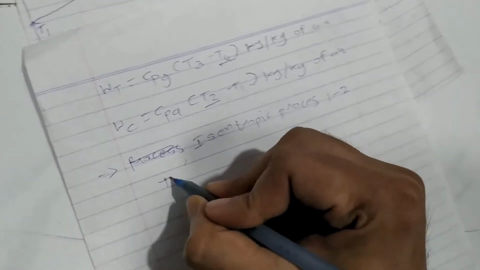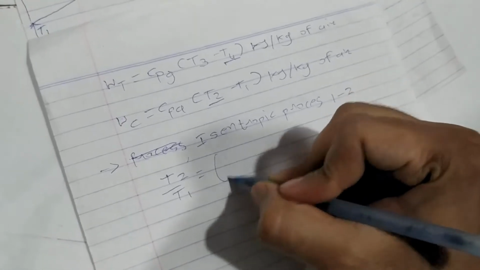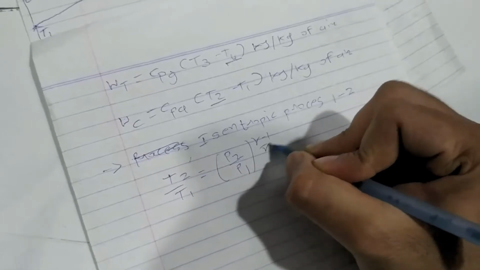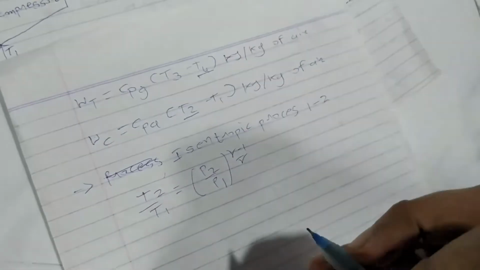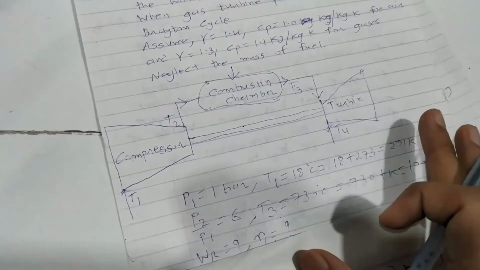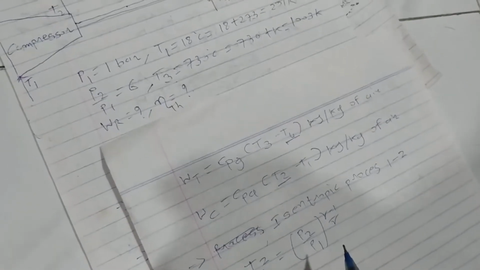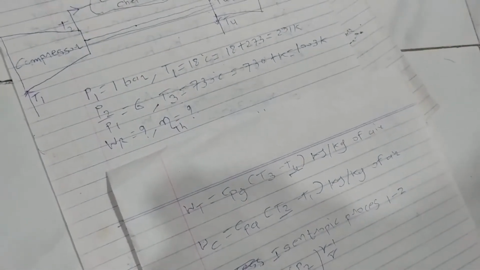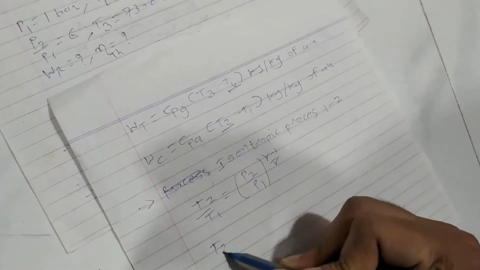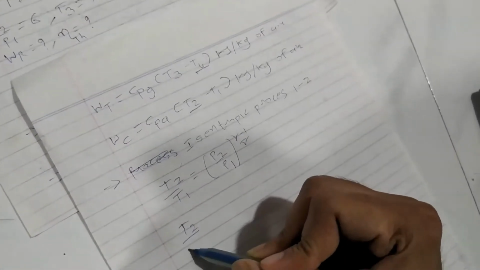So the formula is T2 upon T1 is equal to P2 upon P1 raised to gamma minus 1 upon gamma. Which values do I have here? I have the value of T1, so I will put here the value of T1, which is 291 Kelvin.